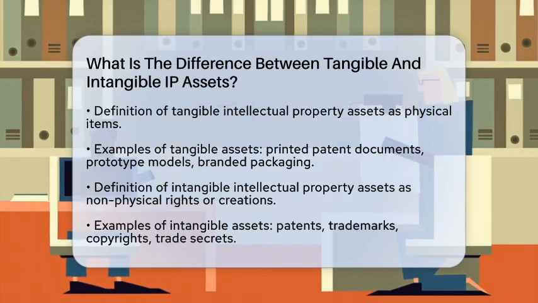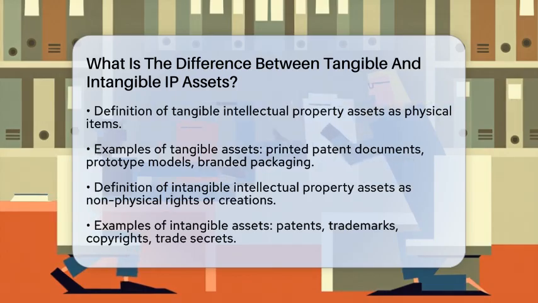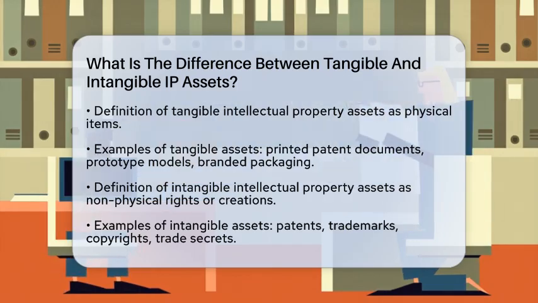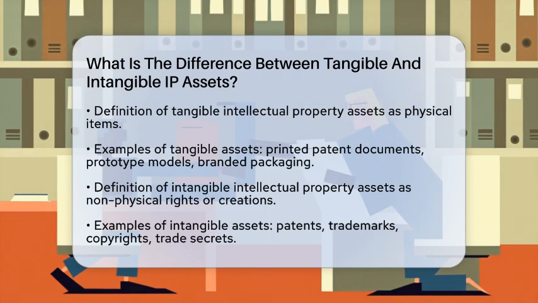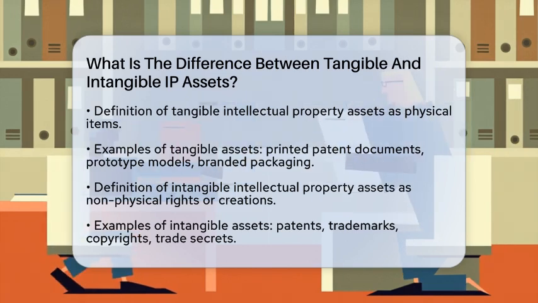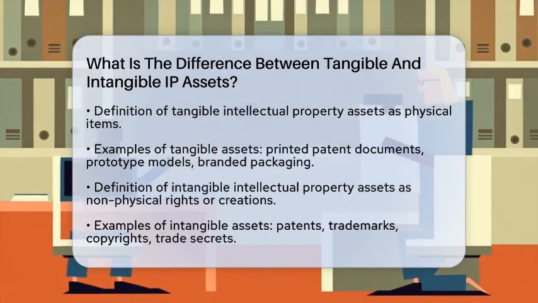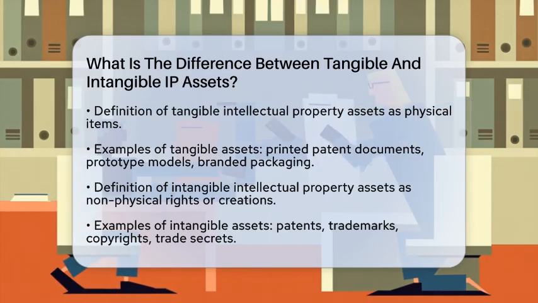Tangible intellectual property assets are physical items that you can see and touch. Think of printed patent documents, prototype models, or even branded packaging that carries a trademark. These are items you can hold in your hand, making them easy to identify and understand.